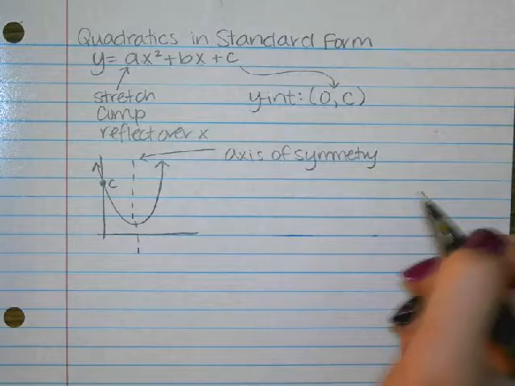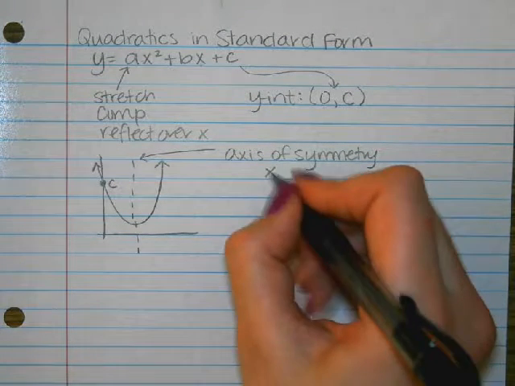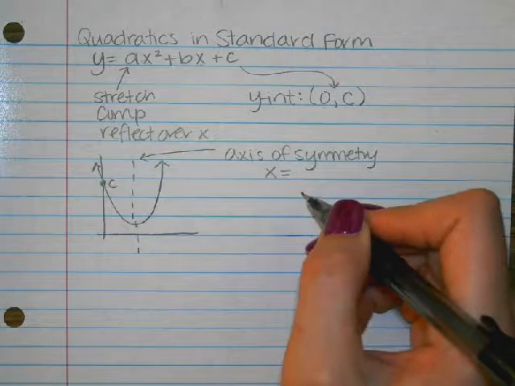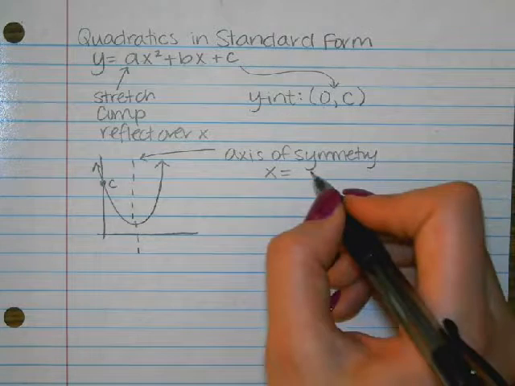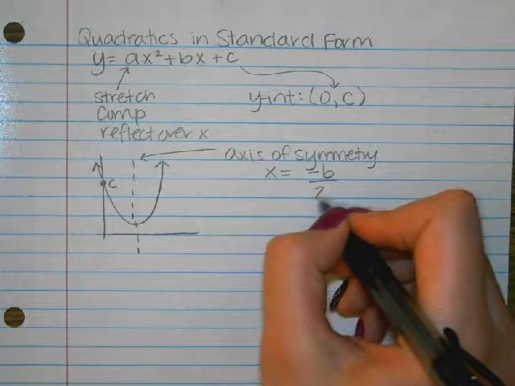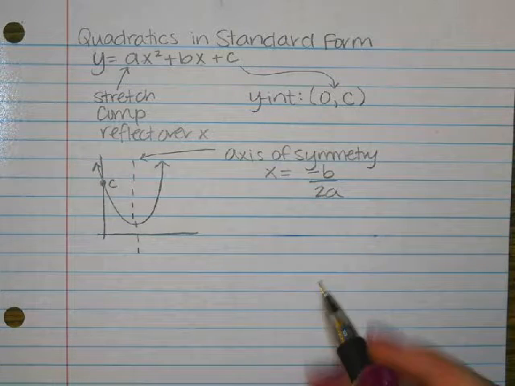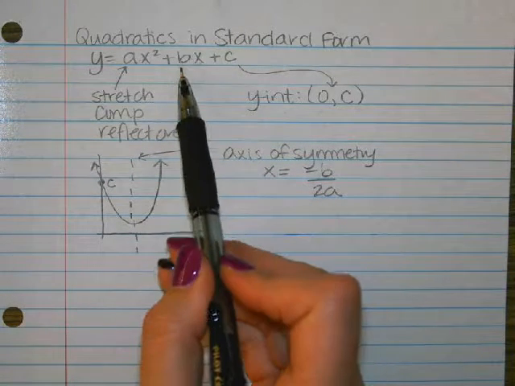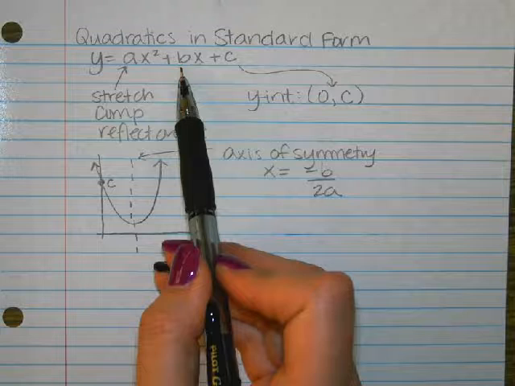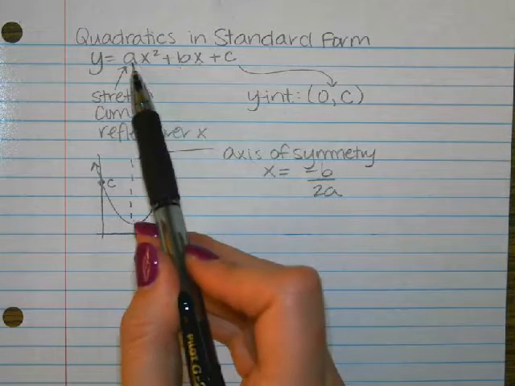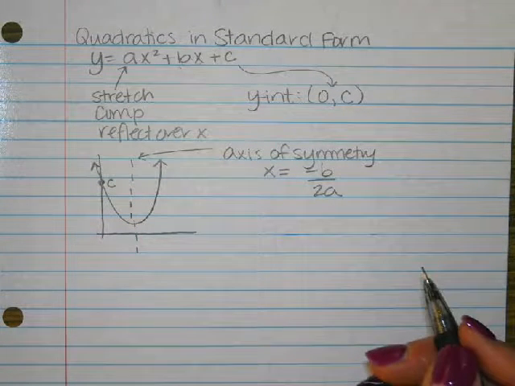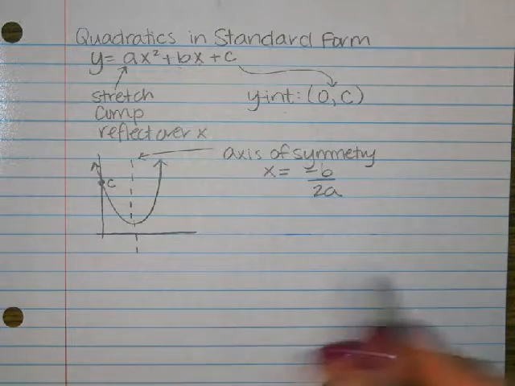And the axis of symmetry is always written as x equals a number. And the way that you figure out the number that x equals is you do negative b divided by 2a. So it's the opposite sign of the number that's in front of x, and then divided by 2 times the number in front of x squared. So that's the axis of symmetry.